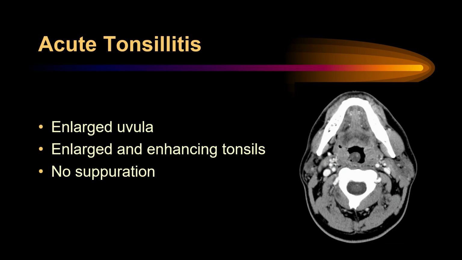Here's a case of acute tonsillitis. You're going to see this every night in a busy ED. Note that the uvula is swollen and enlarged, and the tonsils are pretty symmetrically enlarged. So you need to get comfortable with what normal tonsils look like on your CT scanner and in your population. They're enlarged, they're enhancing, and to tell you the truth, if you missed this, it really wouldn't be the end of the world because your job is to look for suppuration and spread to other spaces.